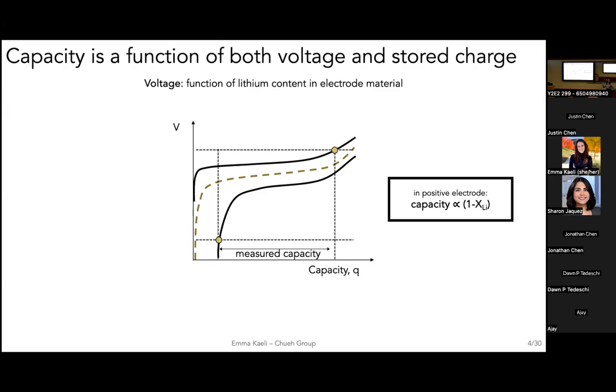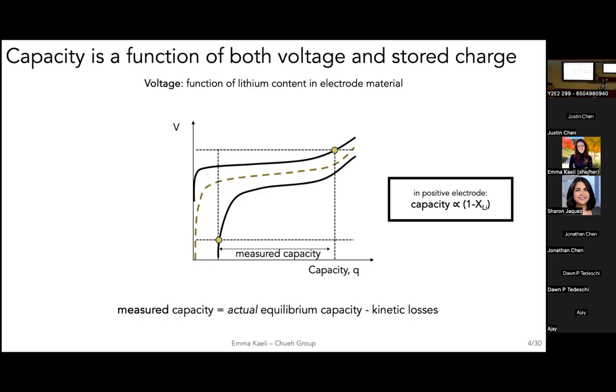So when we're looking at our equation to try to understand the measured capacity that's coming out of our system, we have to understand the actual equilibrium capacity. Did we lose lithium? Did we lose active material? And we have to subtract kinetic losses, so losses due to resistance in our system.